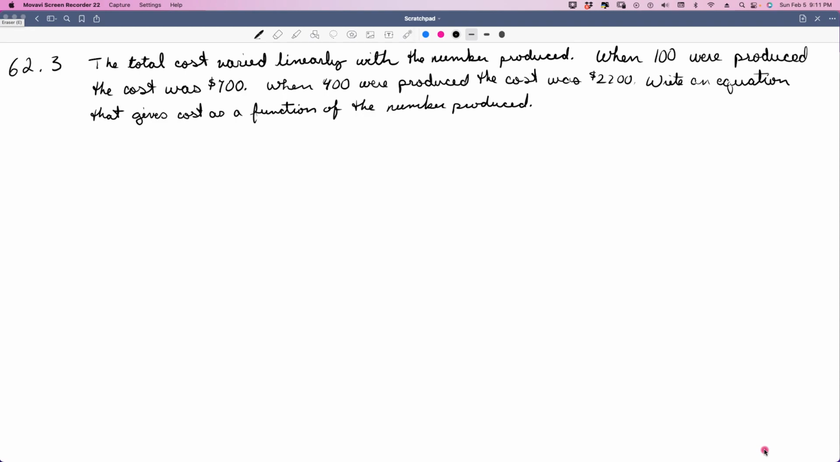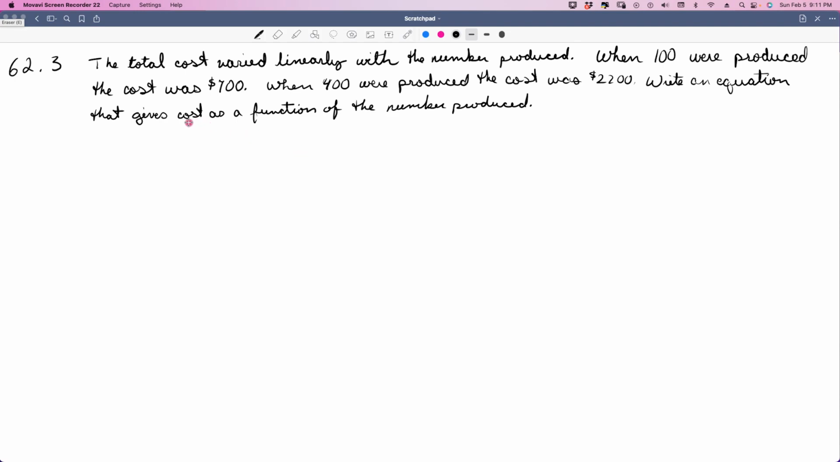So 62.3 says the total cost varied linearly with the number produced. When 100 were produced, the cost was $700. When 400 were produced, the cost was $2,200. So we're going to write an equation that gives cost as a function of the number produced. And we know how to do that because we've done this with all of those experiment graphs that we have done in the past, where we had to write one element as a function of another.